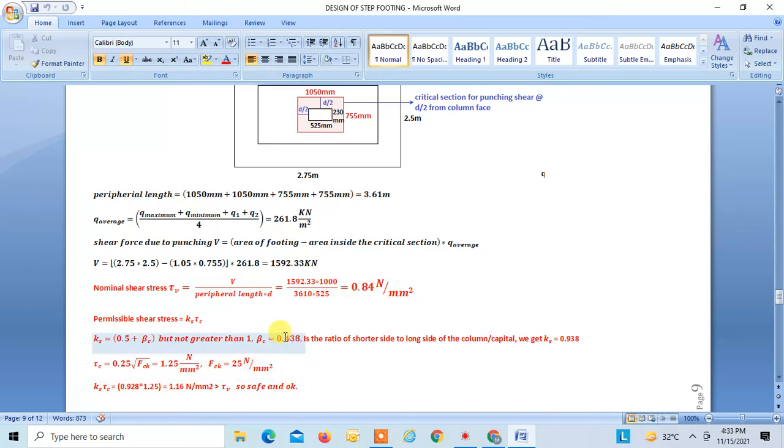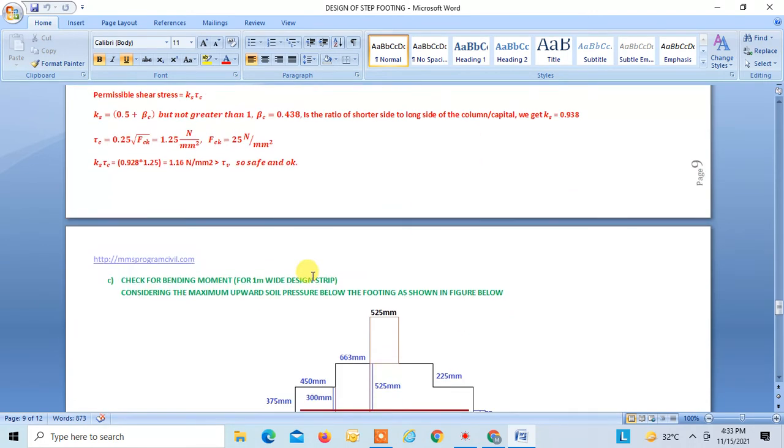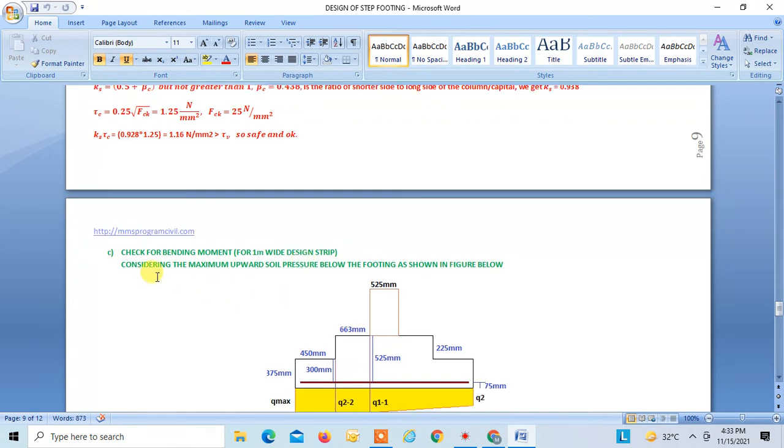So the section is safe in punching shear stress. Okay, now we have to do the last check, that is for the moment. Check for the bending moment for 1 meter design strip. For that, we know that there are four different stresses at four different corners, so the case becomes very complicated, right? So we will take the maximum stress for the design.